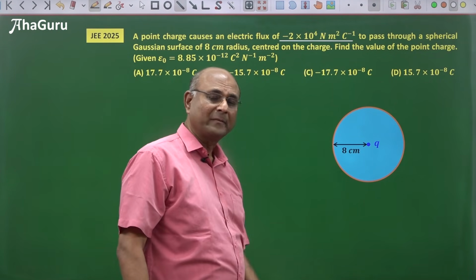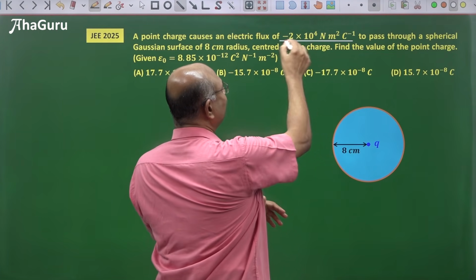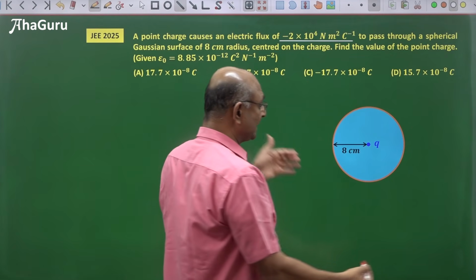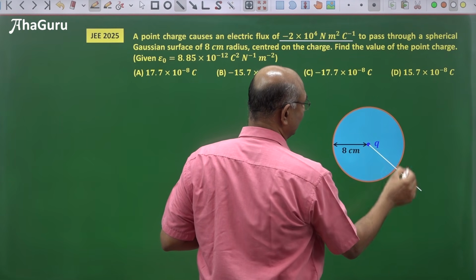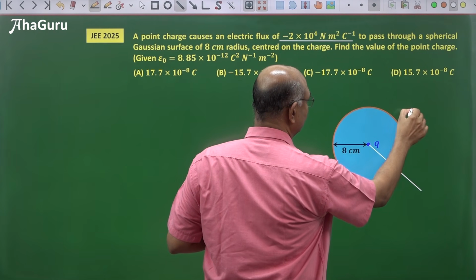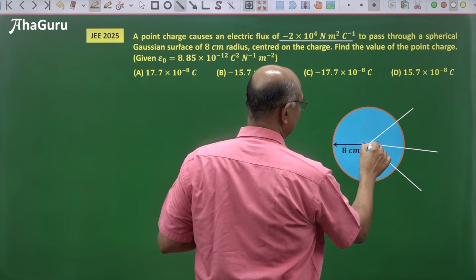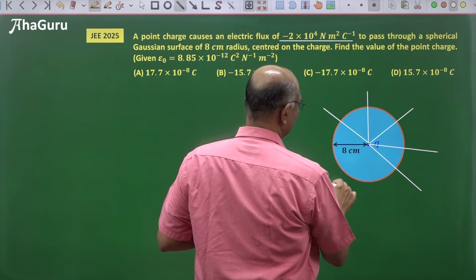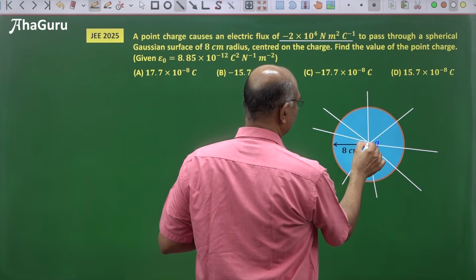So this is at the center. Now if it was a positive charge, it's going to produce lines going out, but the flux then would be positive. But since the flux is negative, we know it must be a negative charge and the lines must be coming in. So I must have a line from here going in, and a line from this side. So from all directions, you're going to have the lines coming in.